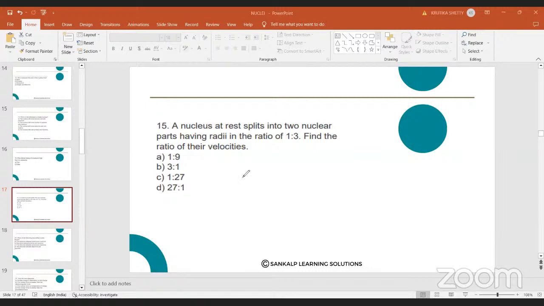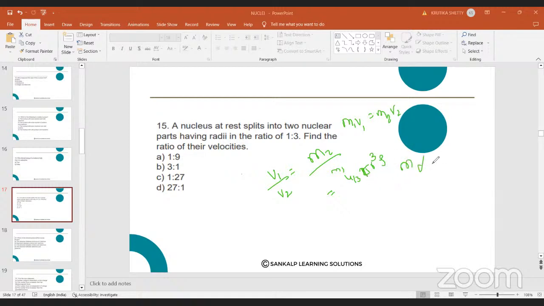Now how are you getting the answer? The velocity v1 by v2, according to conservation of momentum, that is m1 v1 is equal to m2 v2. Now I can just transfer the terms. v1 by v2 is equal to m2 by m1. So I'll substitute the mass in terms of density. It becomes 4 by 3 pi r cube into rho, the density. So 4 by 3 pi and rho, everything is a constant here.